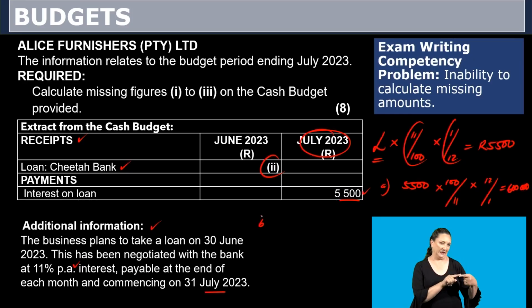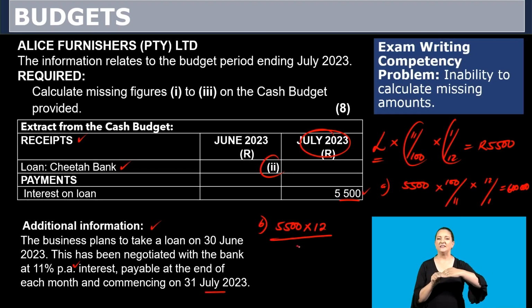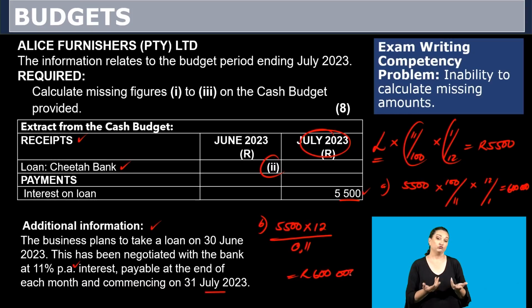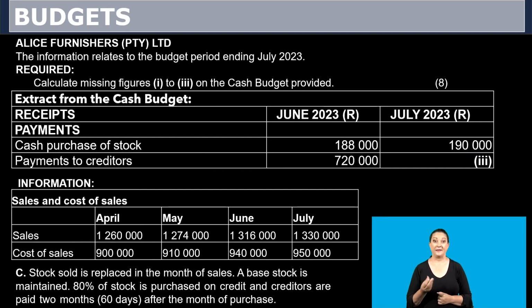Option B of getting this is to simply say the interest that you are paying per month, 5,500, multiply that interest by the number of months in a year, which is 12, and then you divide that by the interest rate, which is 11%. 11% is 0.11. And then it will give you your loan amount that was received. That is 600,000. All right, let's calculate the next missing amount. That is now number 3 over here. Payments to creditors.